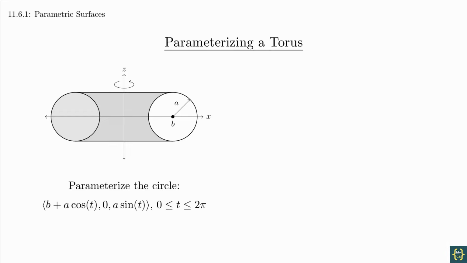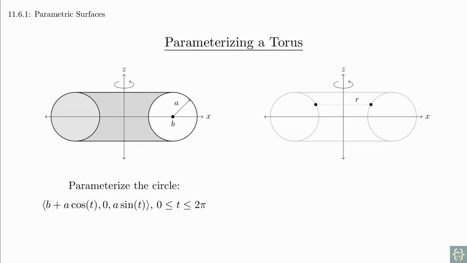This should be familiar with your previous work with parameterizing circles. We do need to make a couple changes since we are in the xz plane instead of the xy plane, and we've shifted the center away from the origin, but neither of these should be too complicated. We now need to think about how this shape is rotated around the z-axis.